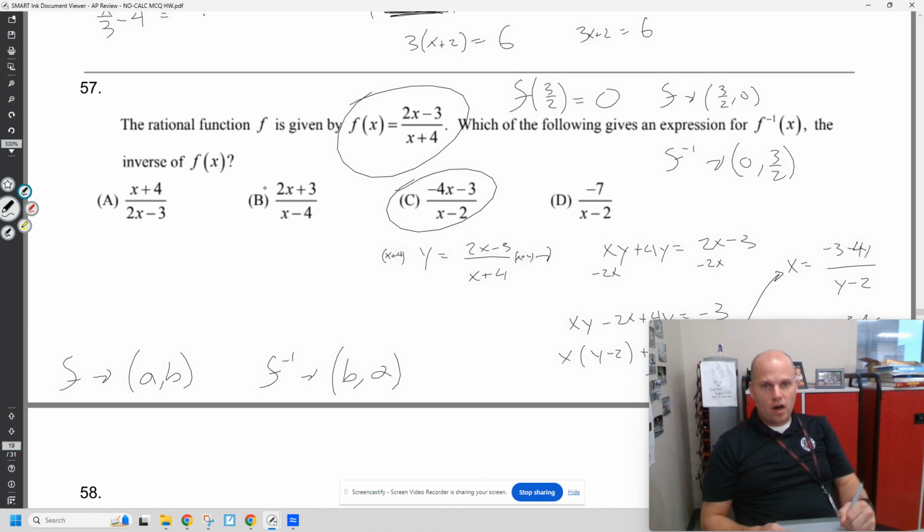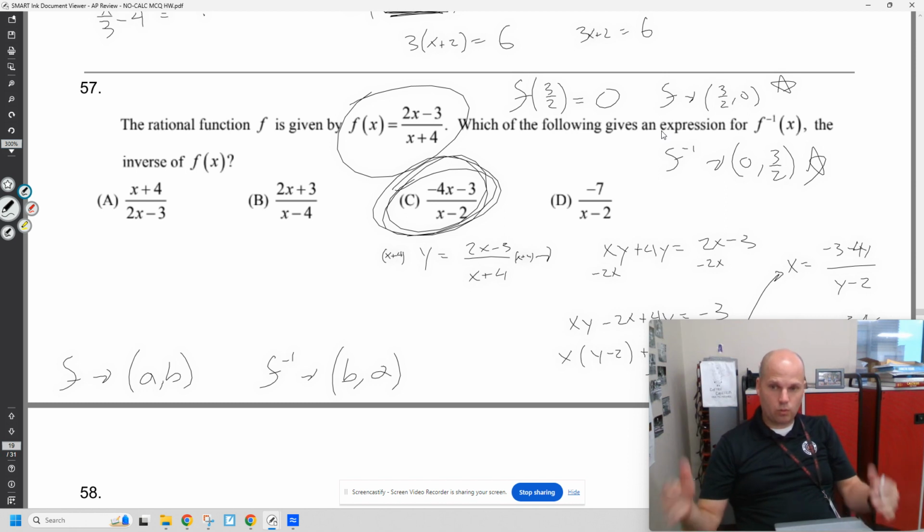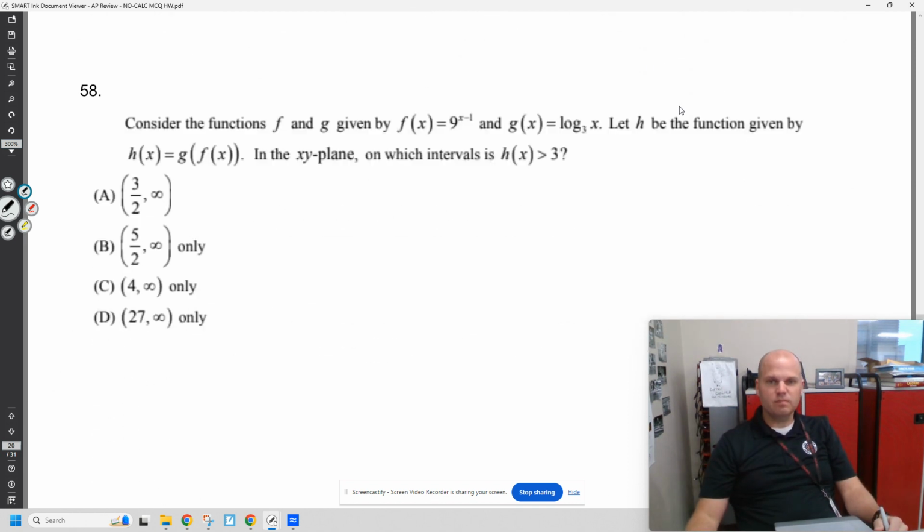Only one of these functions has the point (0, 3/2). If I plug in 0 into this one, I get negative 3 over negative 2. There it is. If I plug in 0 here, I get negative 3/4. If I plug in 0, I get negative 4/3. If I plug in 0, I get positive 7/2. That's another way, just to use a point and guess and check which ones are going to work when we flip-flop points.